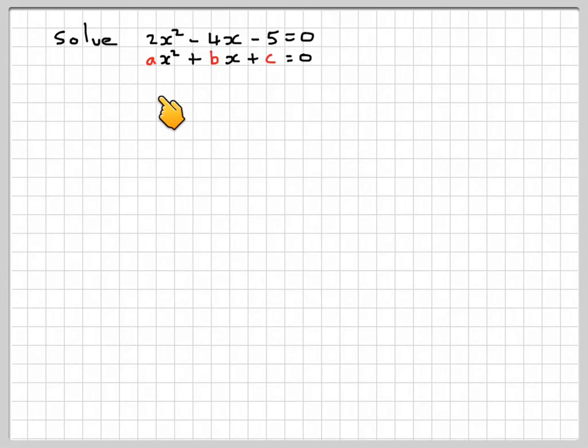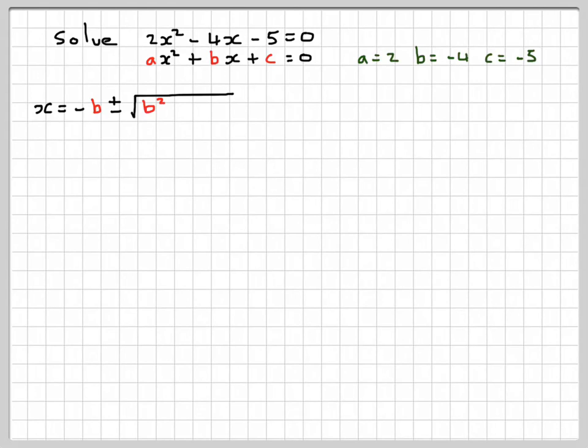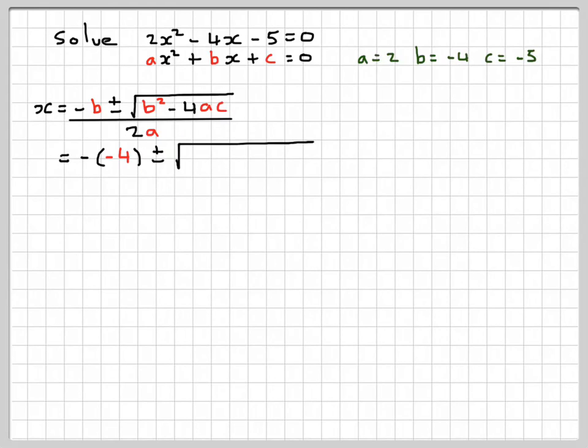First of all, we'll compare the original quadratic with ax squared plus bx plus c is equal to 0. And from that we can deduce that a is 2, b is minus 4, and c is minus 5. Always, next step, write down the formula. That will help you remember it, and then underneath you can substitute the right values in. So x is equal to minus b plus or minus the square root of b squared minus 4ac, all over 2a. Now substitute the values in.